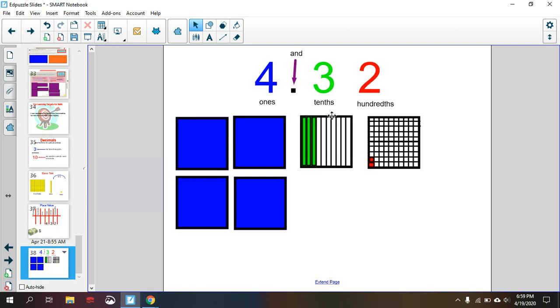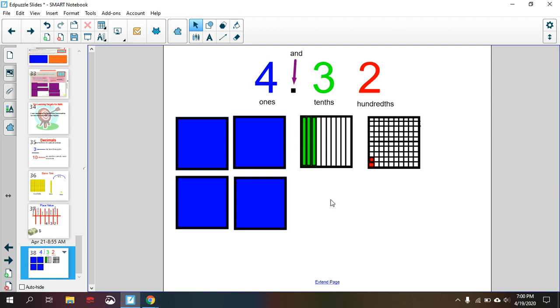Because remember, this is your tenths place. Here you've got 3 extra tenths. And notice if you had 10 of them, you'd have enough to make a whole. And then you've got 2 extra little pieces, which would be hundredths, because again, if you had a full stack or a full column, if you had 10 hundredths, it would be the same thing as having a tenth. So what this number tells you here is 4 wholes and 32 hundredths. Now, if this 2 wasn't here, this would just say 4 and 3 tenths.